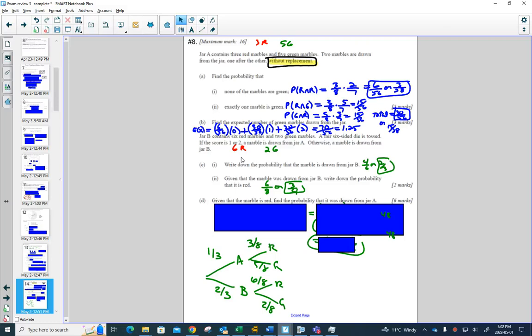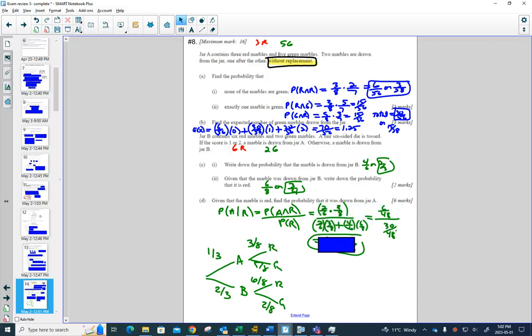Given the marble is red, find the probability that it was drawn from jar A. This is conditional probability that's more complicated. You have to figure out the probability of jar A and red, which will be the 1/3 times the 3/8. The probability of it being red is 2 cases. You add those up and solve for your probability there.